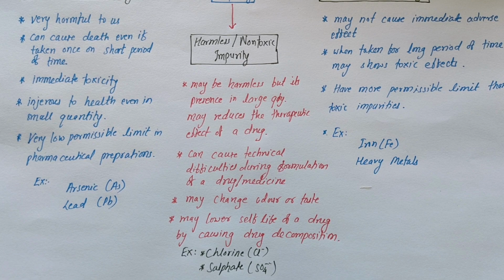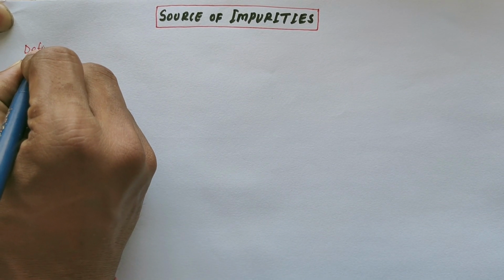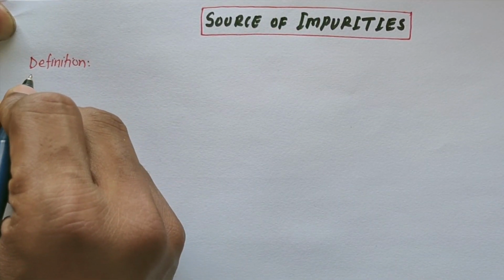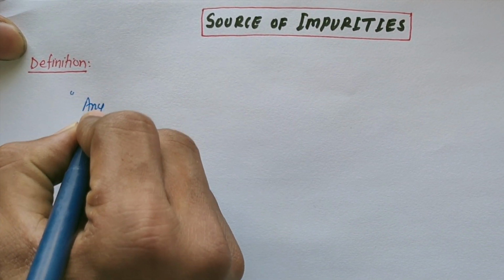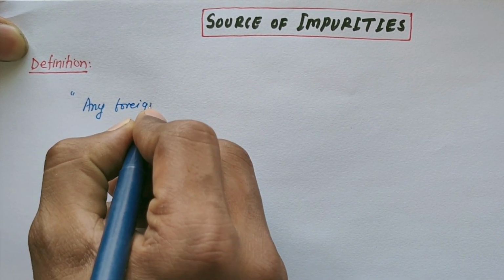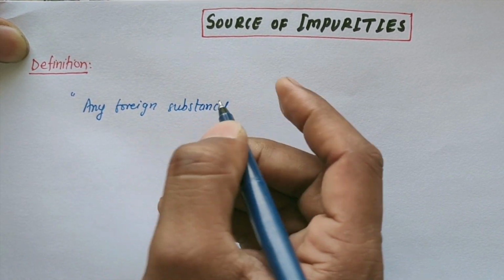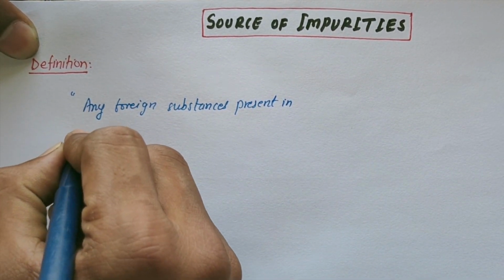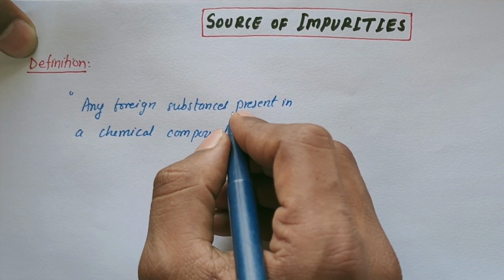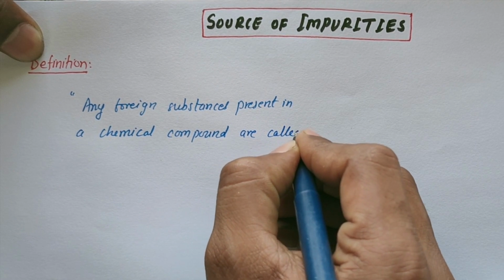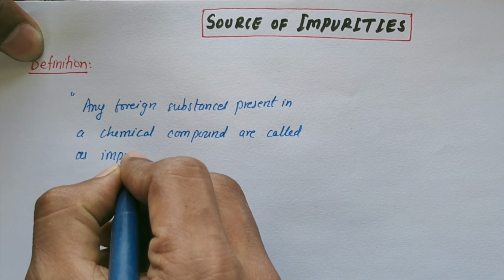Now we are going to see the sources of impurity. It means you already know what impurities are. So from where this impurity can come and mix with our formulation or our drug is nothing but the source of impurities. We can define it as any foreign substance present in a chemical compound are called impurities.